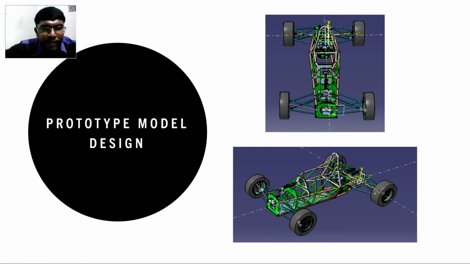Then this is my prototype model design. This is my design using CATIA. We created this type of design to make it easier to fit in the four-wheel steering system, so that the four wheels can turn easily without any obstacles.